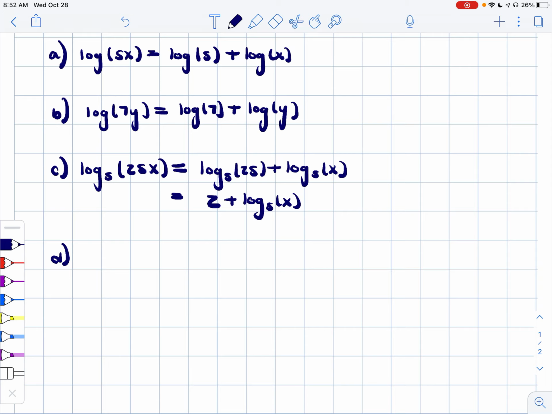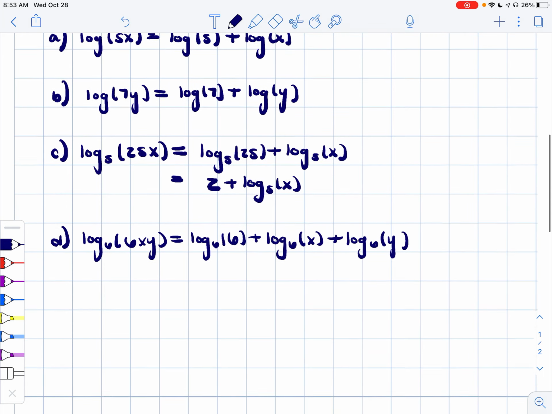All right, let's try the log base 6 of 6xy. Here we have a product of 3 different terms, so we're just going to split this up as 3 different logs. So this would become the log base 6 of 6 plus the log base 6 of x plus the log base 6 of y.